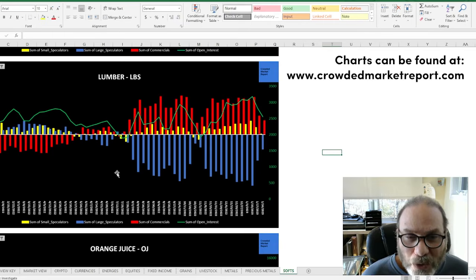And what this chart shows, the red, as you can see down here, is the commercial position. The blue is the large speculator position, and the yellow is the small speculator position. That's how the chart lays out.